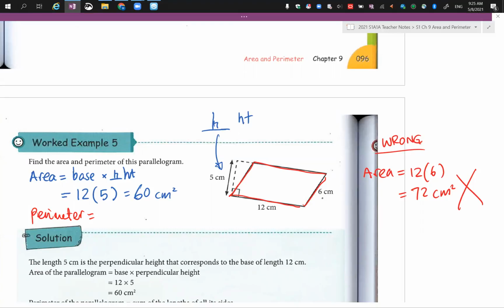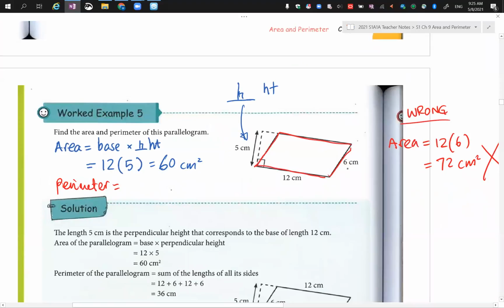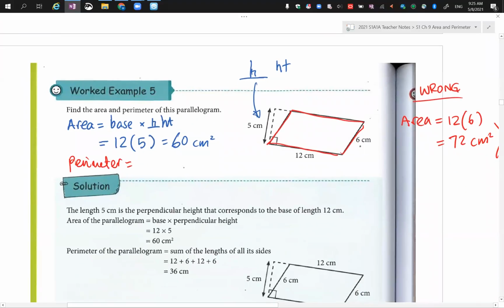Yes, Shah, what do you think? Perimeter will be a lot of adding up. So you see the red color outline? What is the total distance? If you take the ruler and measure, how much is the total? 12 plus 6 plus 12 plus 6 again. So you get 18 times 2, 36 cm. Okay, that's the area and perimeter of a parallelogram.